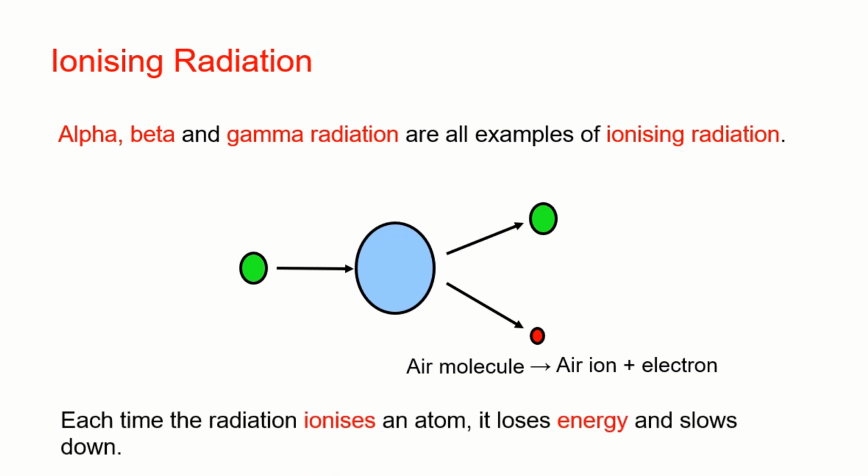Now, every time that a collision happens, the ionizing radiation particle, so the alpha particle, will lose energy and it will start to slow down. So eventually, after a period of time, the alpha particle will be stopped in its tracks. Now, we'll go on to talk about penetration in a second. We just could take a second to think about why this is important.